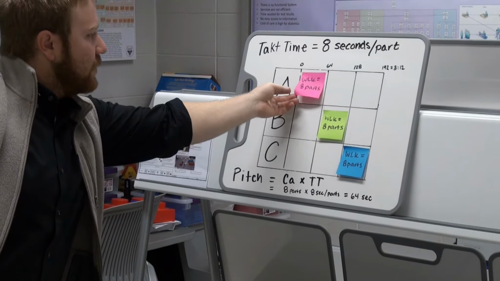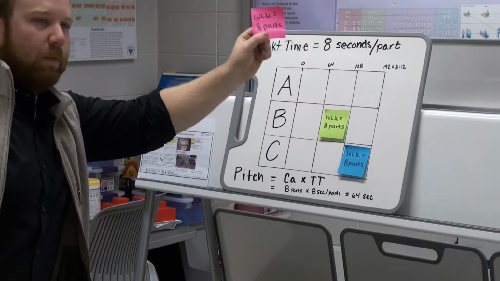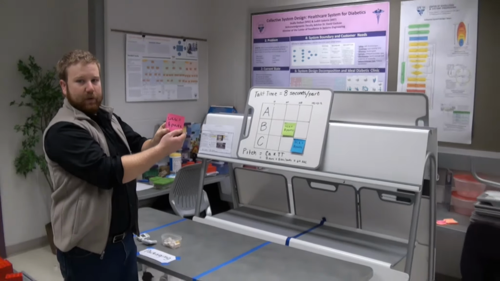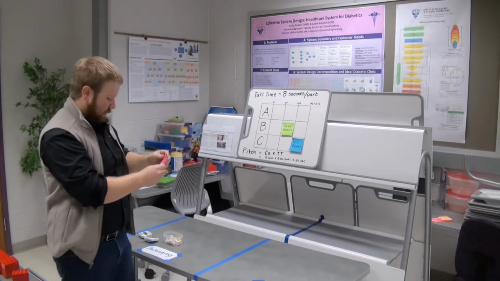At the start of the simulation, I'm going to pull my first Kanban card. It tells me that I need to produce 8 parts, or I need to ship 8 parts. So I'm going to put that here, and I'm going to begin pulling parts from assembly.